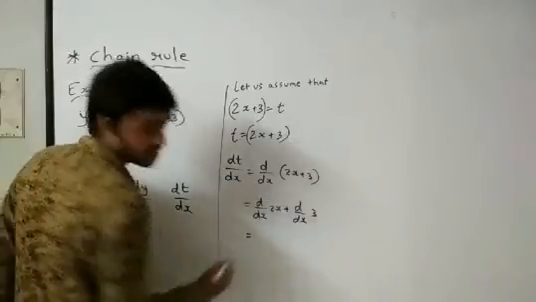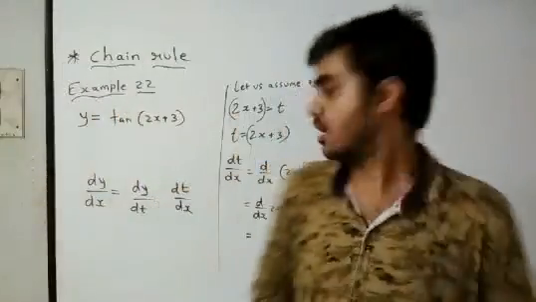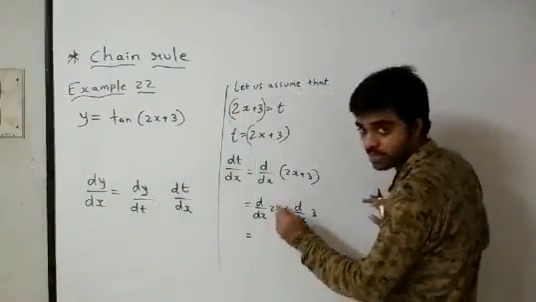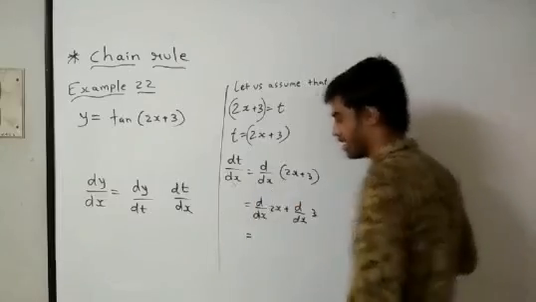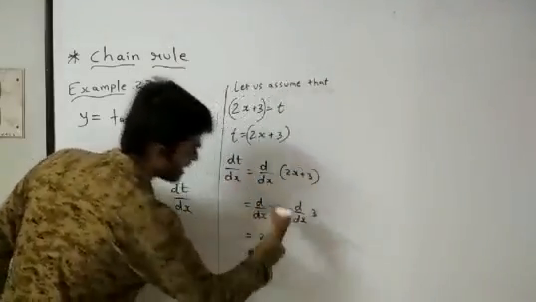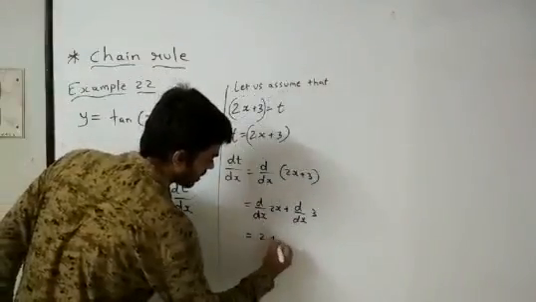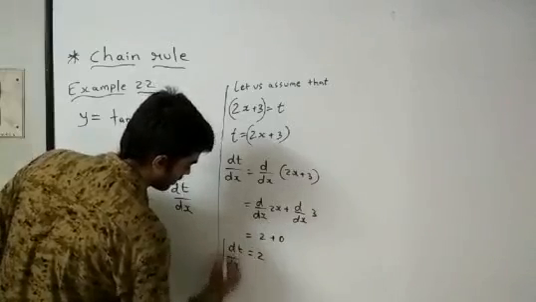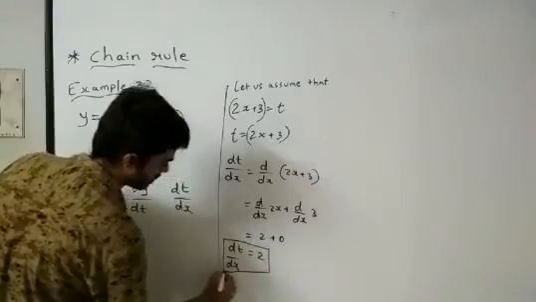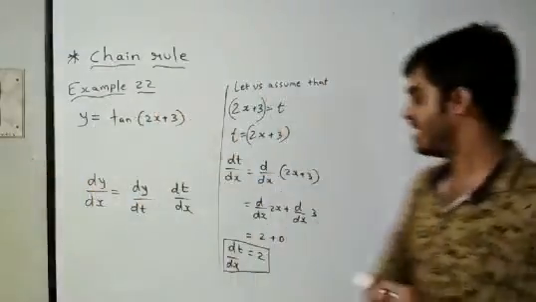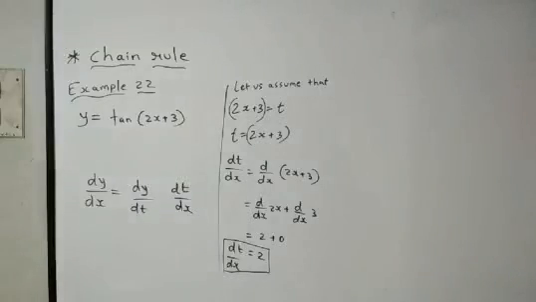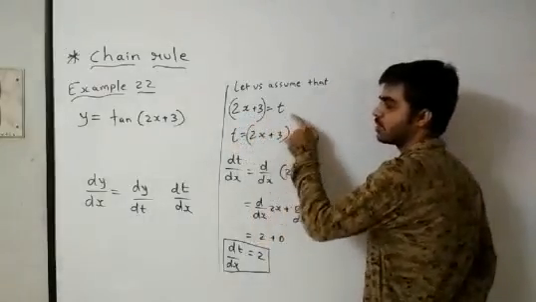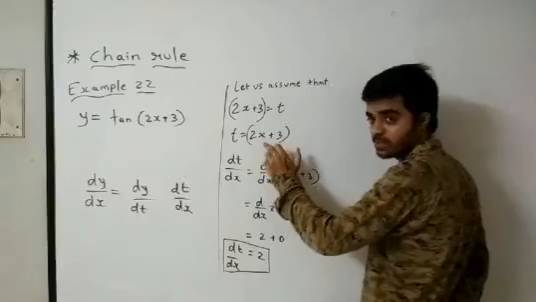So d by dx of 2x. Yesterday we saw that if there is a constant, we take the constant outside the bracket, right? So 2 into dx by dx will cancel, so it is 2, plus 0, so it is 2. So dt by dx is 2. See, 2x plus 3 is equal to t, which means t is equal to 2x plus 3.